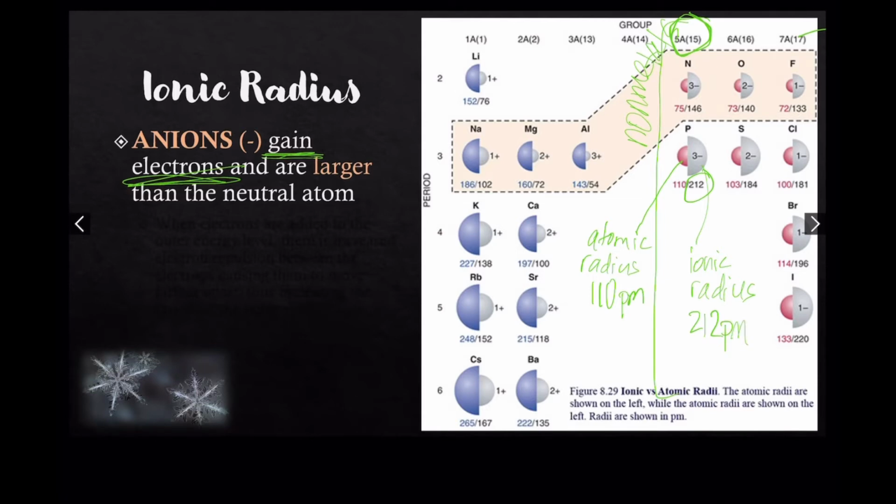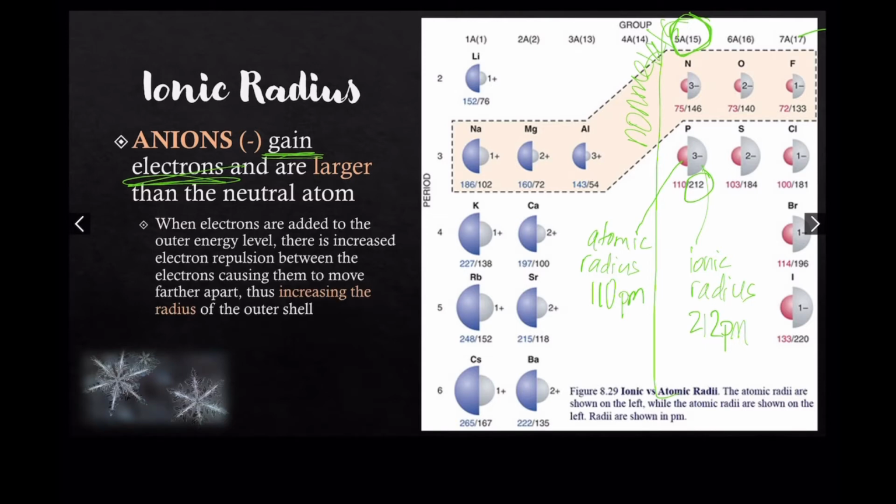So anions tend to be larger than their parent atom or their neutral atom because you're adding electrons to the outer energy level, to the electron cloud, and that addition of more negative particles causes added electron repulsion between the electrons, causing them to move farther apart. They're moving farther apart, increasing the size of the ion.